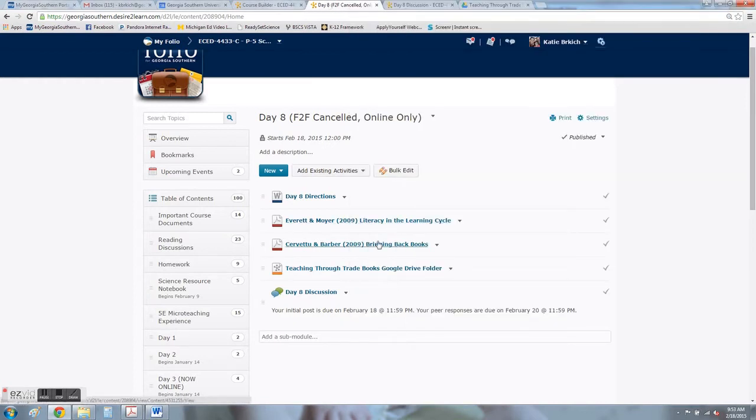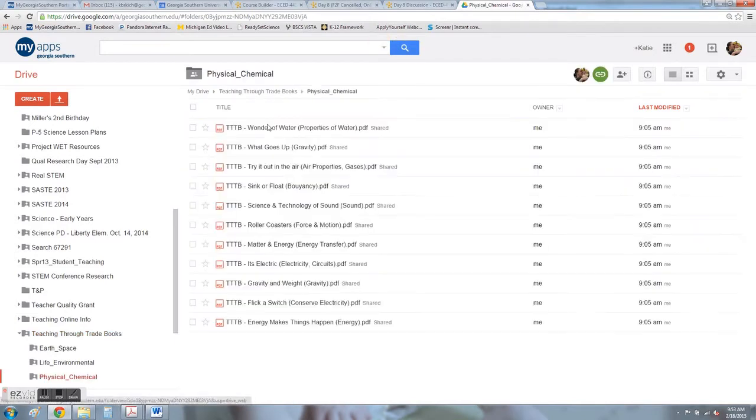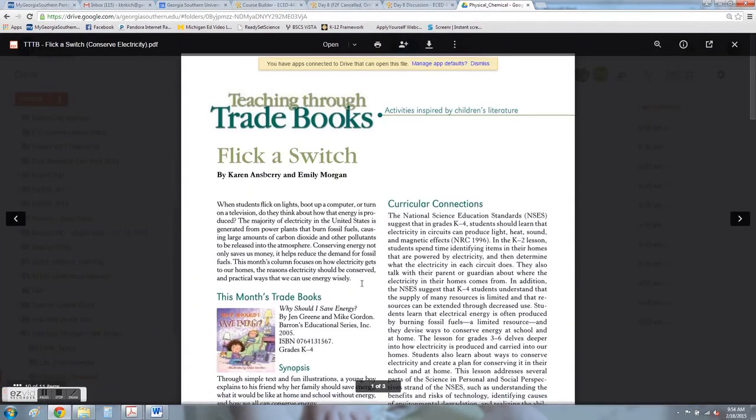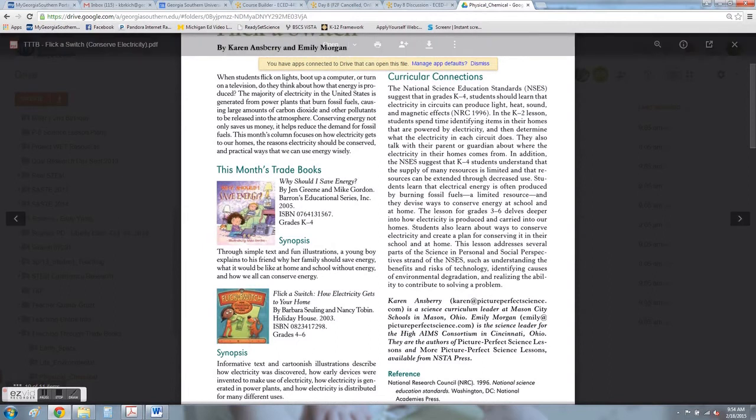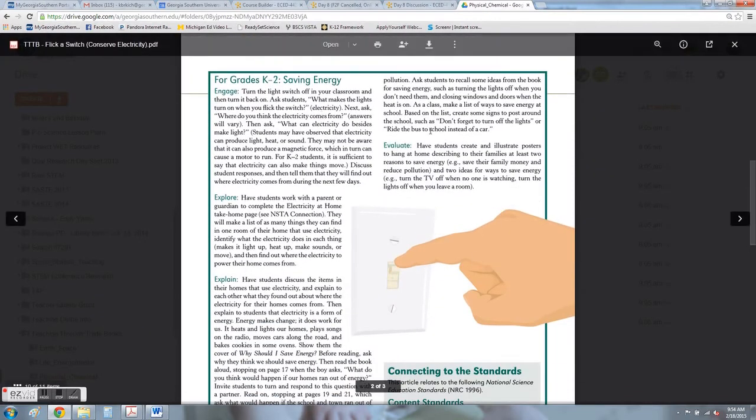Once you're in the Google Drive file, I've divided the articles by those that deal with physical and chemical science, those that deal with life and environmental science, and those that deal with earth and space science. And they all work the exact same way. You'll click one, and you'll see that there are two books, two book synopses, a paragraph on how it connects to the national standards, and then a 5E lesson that's designed for K-2 and a 5E lesson that's designed for 3-6 that use the two chosen books.